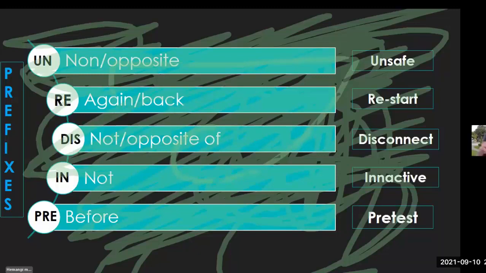And when you add, for example, the prefix re, it is like you already started, but now you have to start again doing something. For example, I am presenting right now, but if I stop presenting and stop sharing, then I can restart sharing the screen.